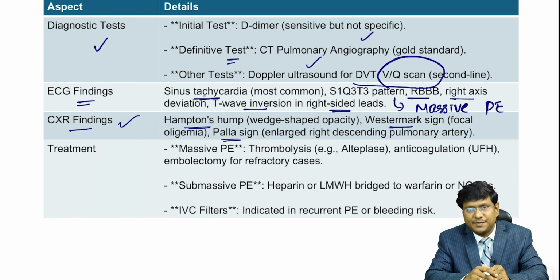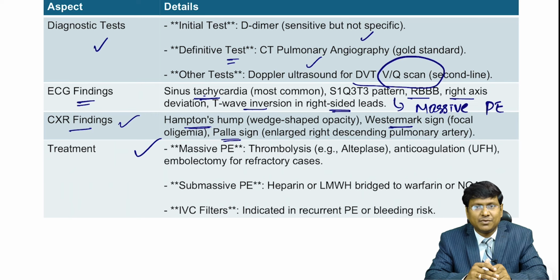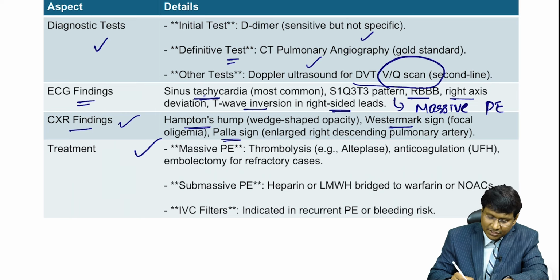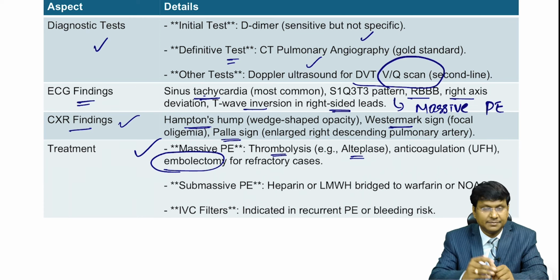Then how do you treat these patients? So the treatment is, if there is massive pulmonary embolism causing right ventricular dysfunction and hypotension, these require thrombolysis. And thrombolysis should be given with the help of alteplase. And in refractory cases, you need to plan for the embolectomy.